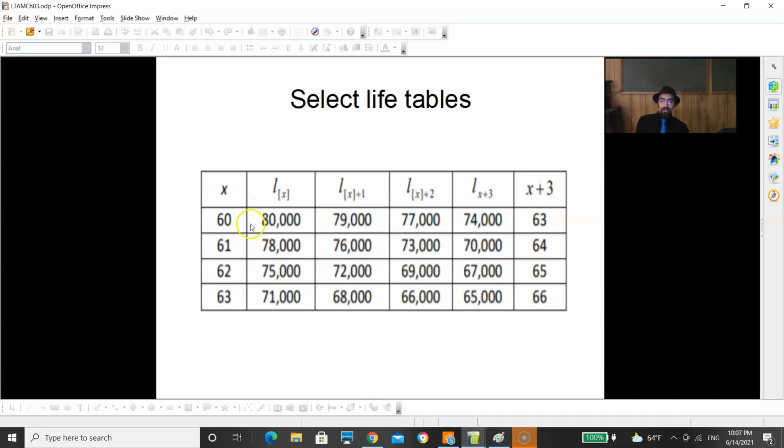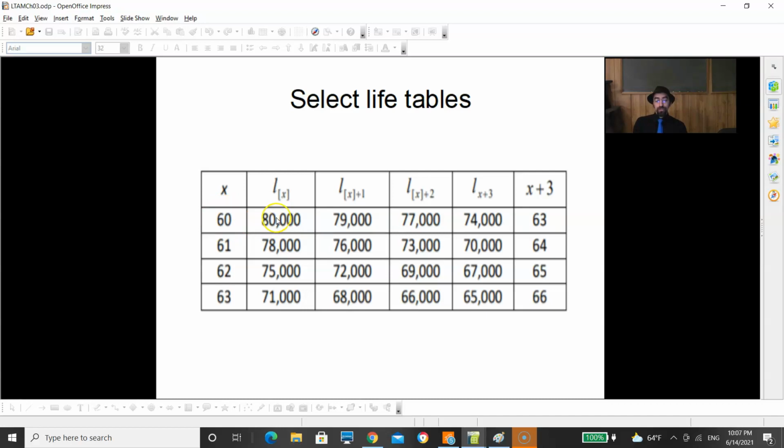And what I was going to point out is that there's some confusion about how to read the table because of confusion about how something like this would be generated. So let's start with a simple case. Suppose that someone was selected at age 60.